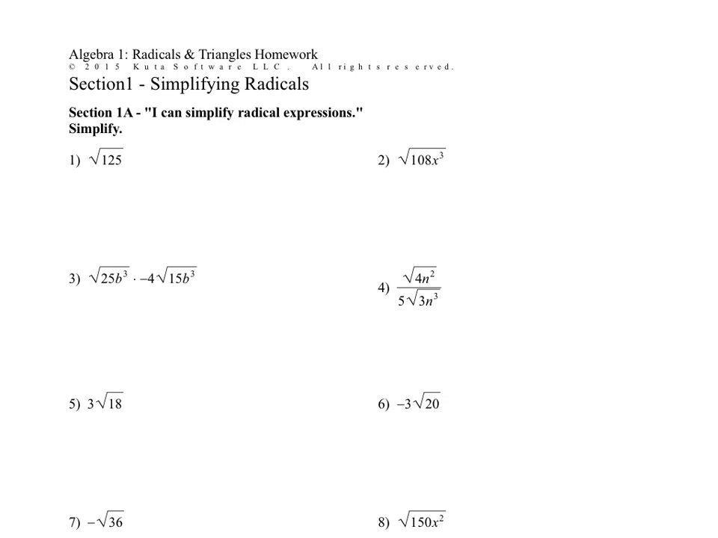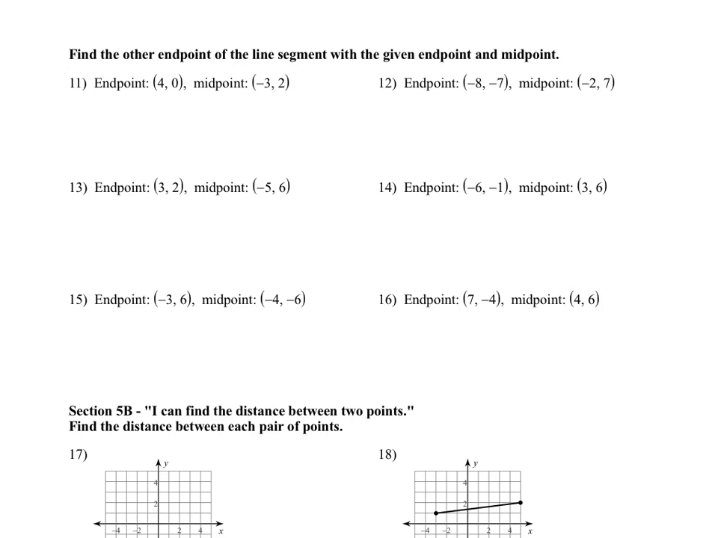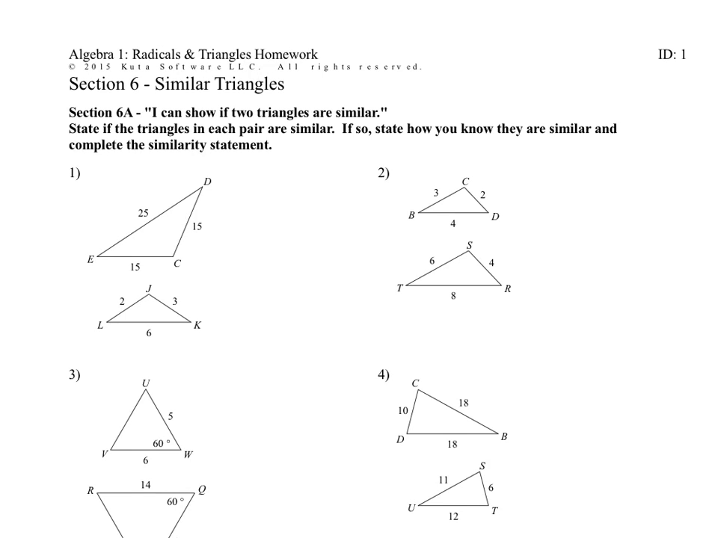Section 6A, showing that two triangles are similar. Alright, to show that two triangles are similar, we have to know what similar means. And similar means that the angles of the two triangles shown are equal and that the sides are proportional. Proportional meaning that if you made a ratio of corresponding sides, they'd be equal to each other.